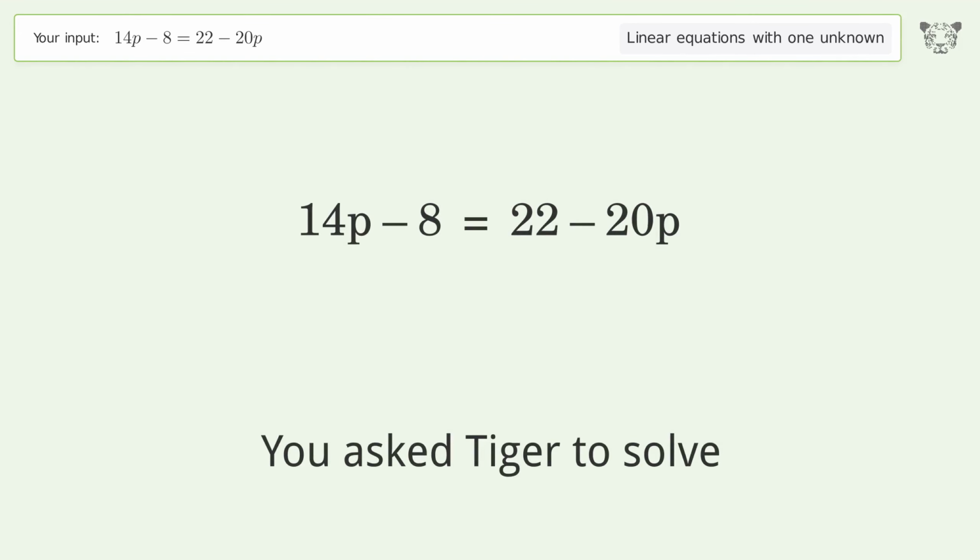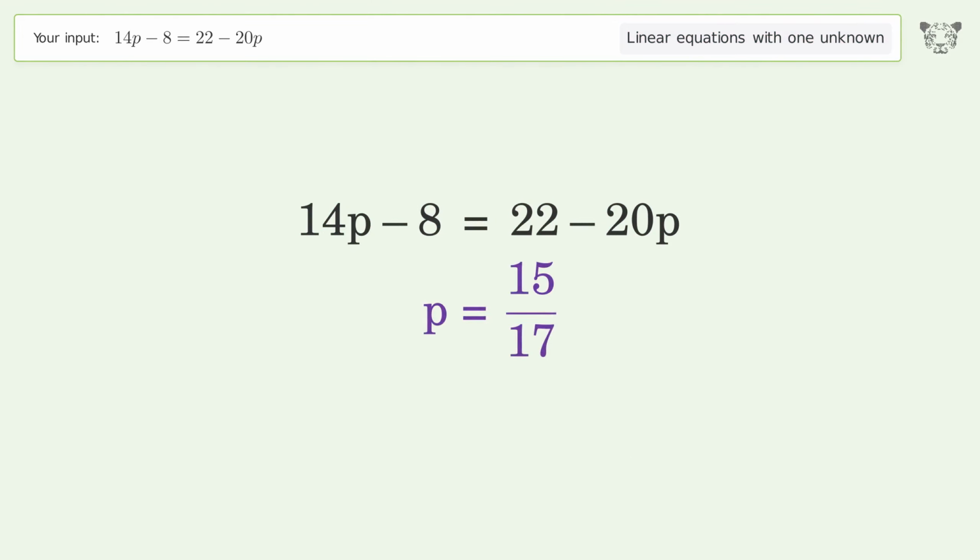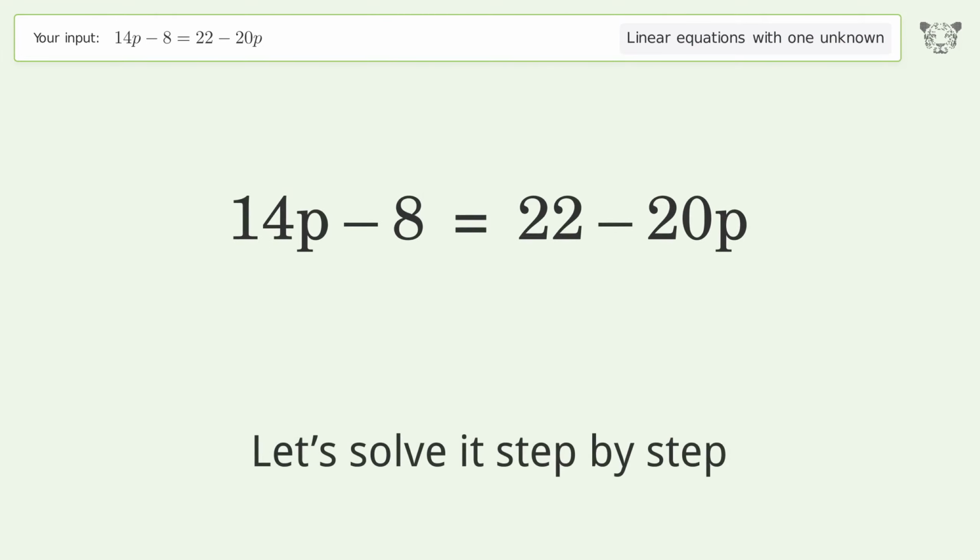You ask Tiger to solve. This deals with linear equations with one unknown. The final result is p equals 15/17. Let's solve it step by step.